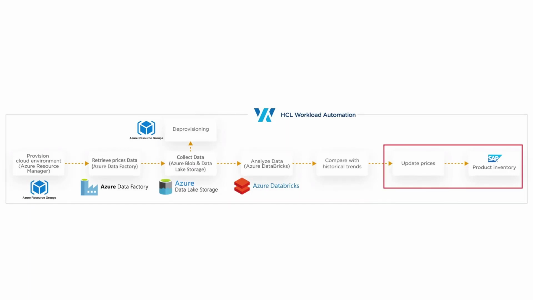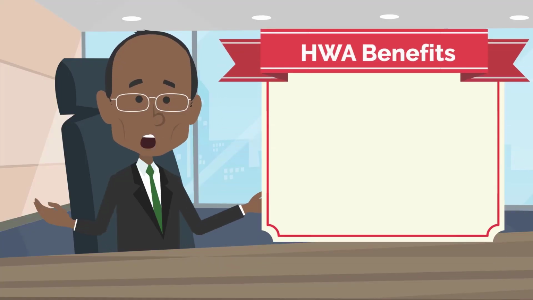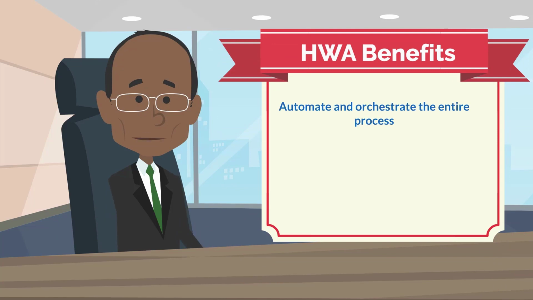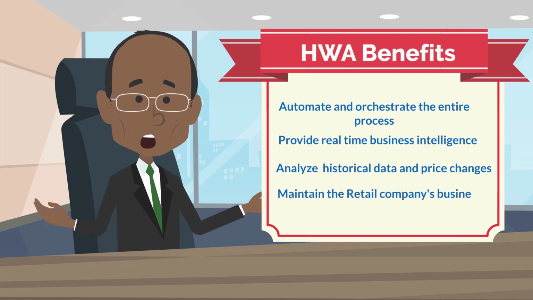Update the current prices and update the product inventory, which could be on SAP or Oracle or any other kind of their management system. Thanks to Workload Automation, it is possible to automate and orchestrate the entire process. Provide real-time business intelligence. Analyze historical data and price changes. Maintain the retail company's business operation efficient.